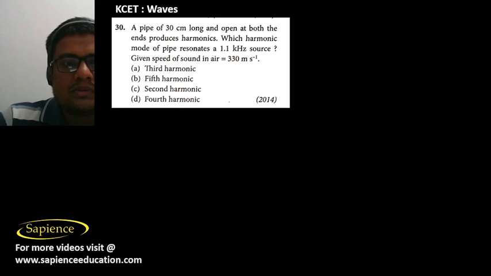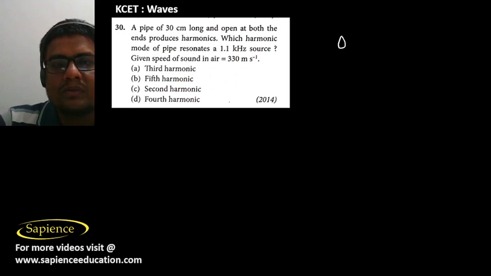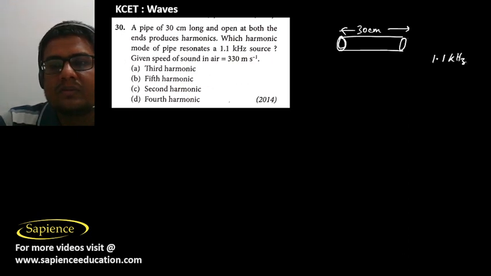Then in question number 30, it is told that a pipe of 30 centimeter length, open at both the ends, produces harmonics. So it means that we have an open organ pipe which is open at both ends and it is having 30 centimeter length. Which harmonic mode of the pipe resonates at a 1.1 kilohertz source? And given speed of sound v is 330 meter per second. So we have to find which harmonic resonates with this frequency.